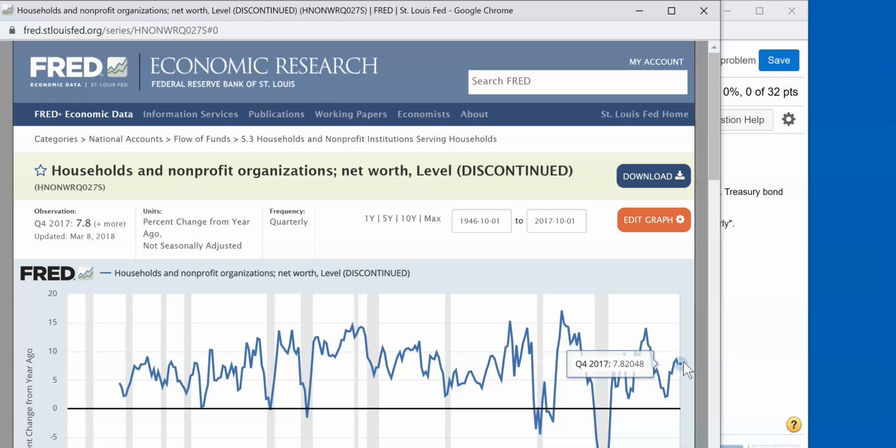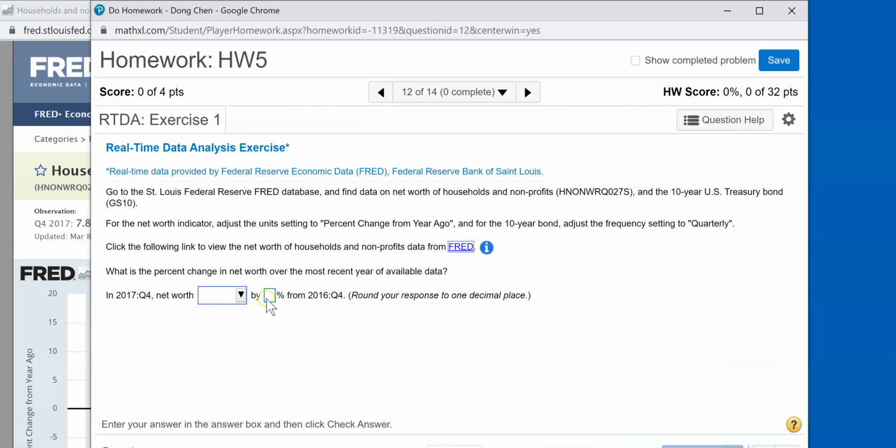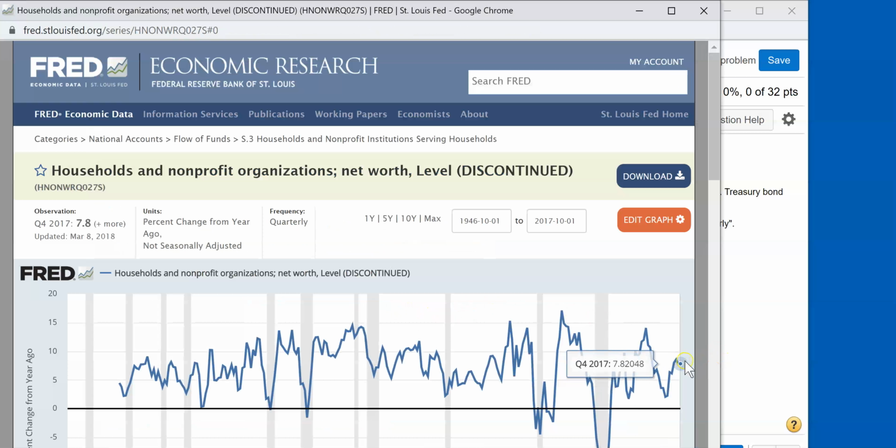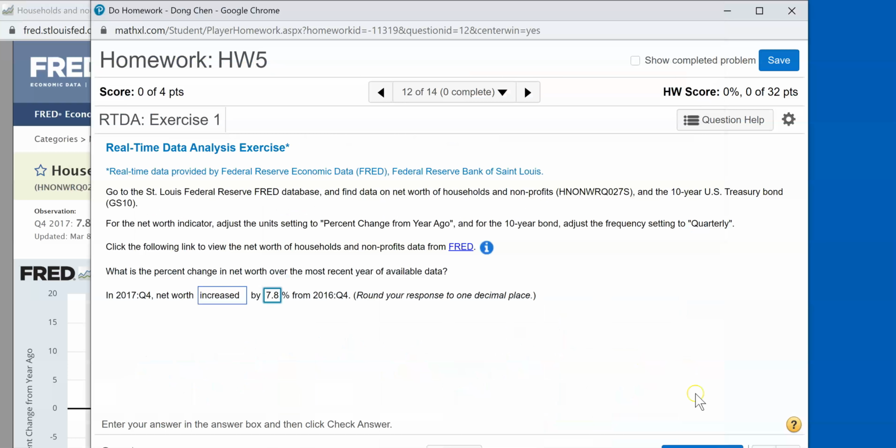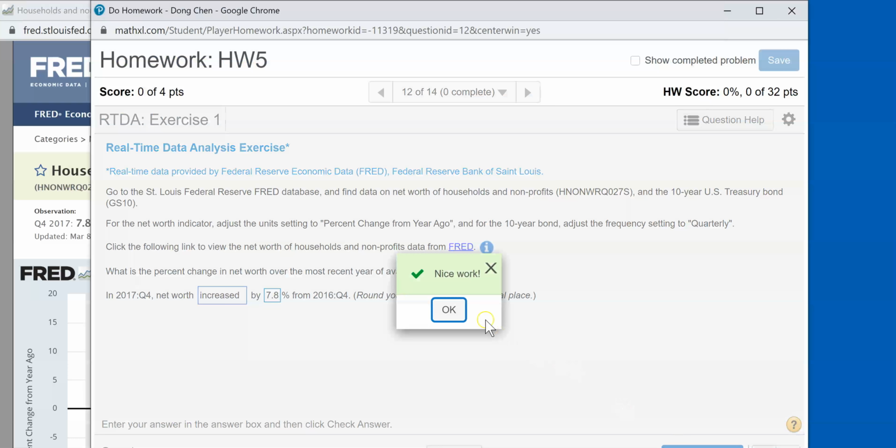The number here is 7.82048. So this means that relative to a year ago, this variable, households and nonprofit organization net worth, increased by 7.82048%. So we can just put that into the blank. It asks us to round your response to one decimal place, so we can just put 7.8. Yes, round it down. So check our answer. Nice work.